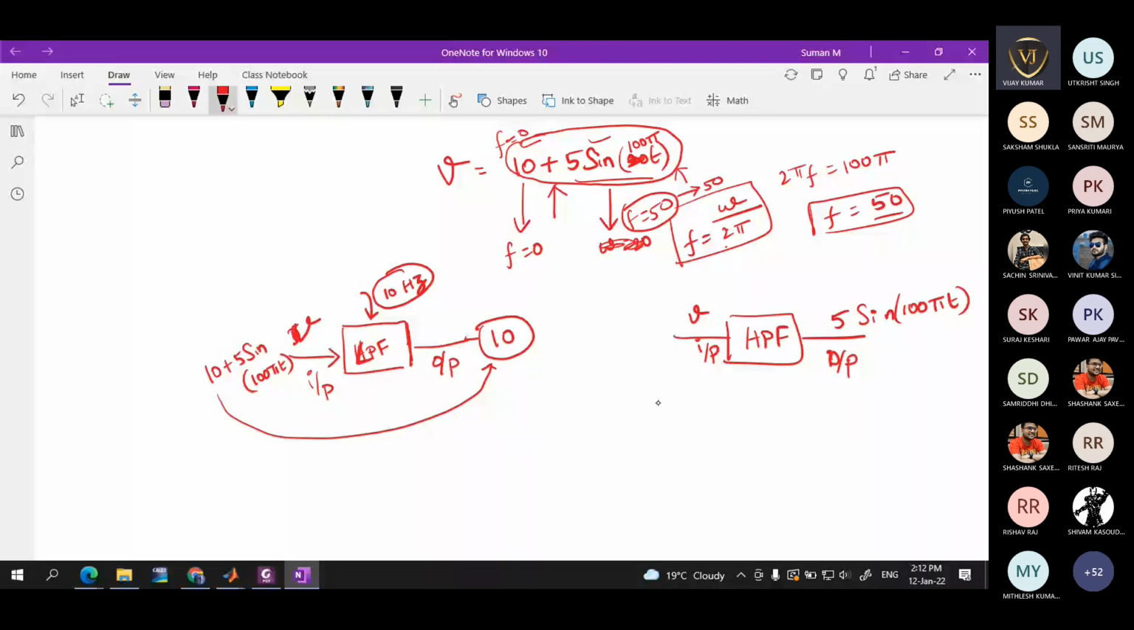So this input is 10 plus 5 sine 100 pi t. Here you are designing a high pass filter which will remove all the frequency signals which are less than 10 hertz. So if you are designing a high pass filter which will remove the frequency signal less than 10, this is having a frequency of 0, so that will be removed by the high pass filter, so you will be getting this.